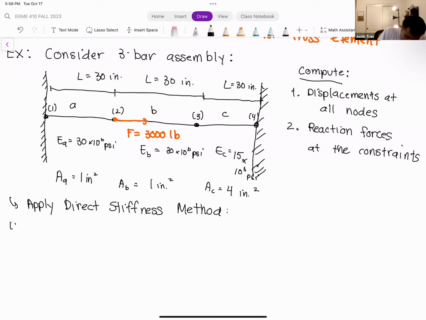So step one of the direct stiffness method is to label and discretize your geometry, which I've already done for you. For most of the problems that we're going to do, the discretization and the labeling will be done for you ahead of time. That means the next thing we have to do is compute the element stiffness matrix for every element.